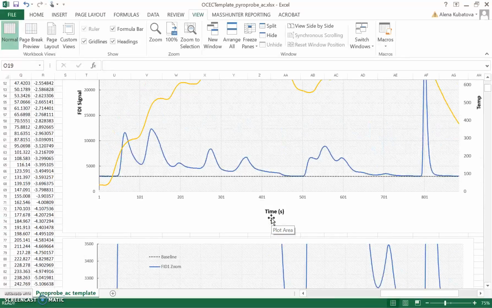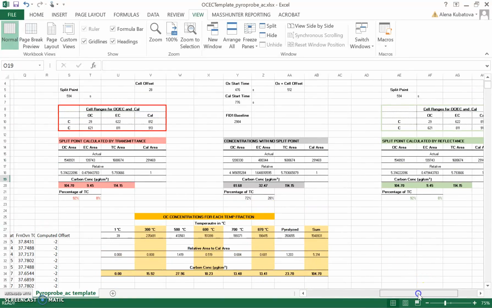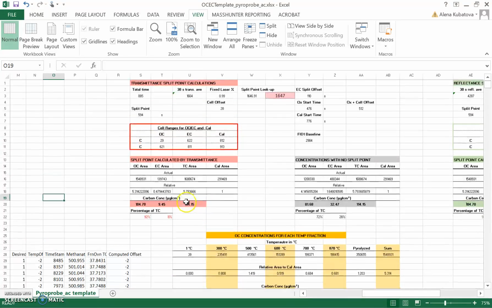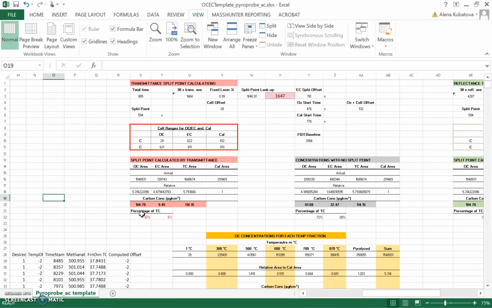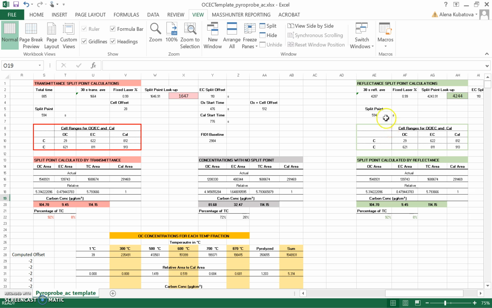So now if we scroll back up to our calculations using these split points, we'll notice that if we look at our split points with using the transmittance laser, we have a split point calculated of 594 seconds. And then if we look at our reflectance, we also have a split point of 594 seconds. So for this sample, we have good agreement between both reflectance and transmittance, and that they're exact same. And we can also double check that the carbon concentrations are both the same in the organic. Here they're 104.7, and then the same value with the reflectance.